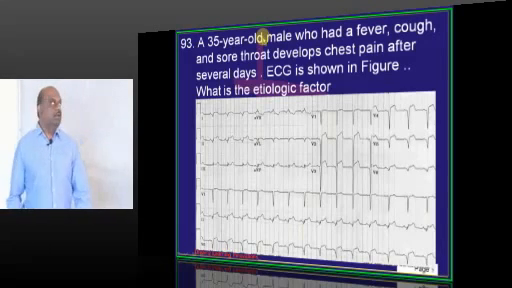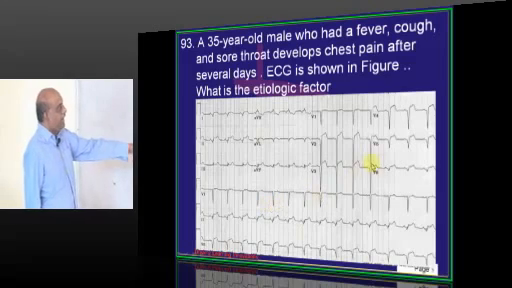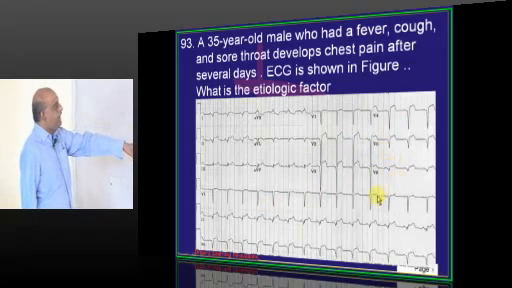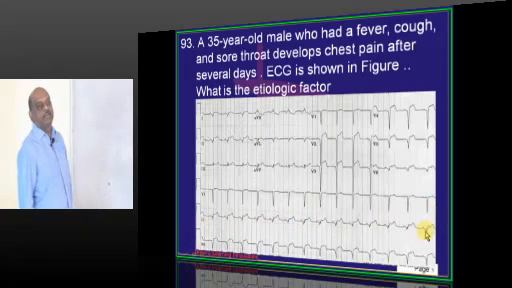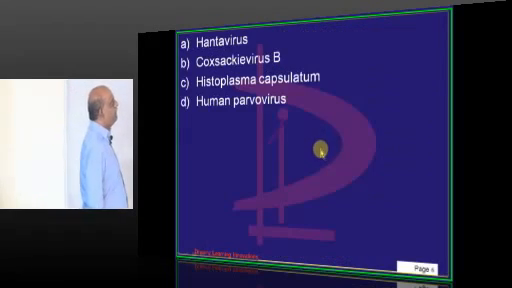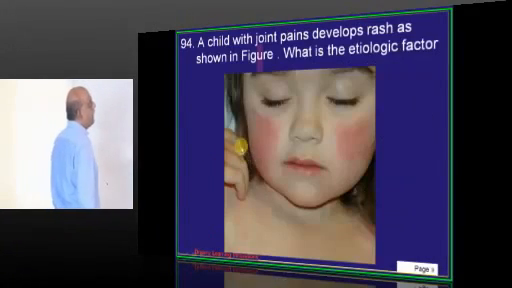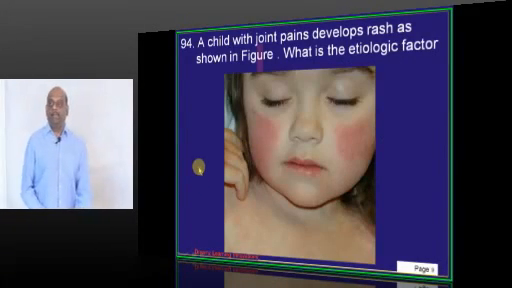A 35-year-old with a fever, cough and sore throat, and ECG is showing ST segment elevation, but it is diffusely present. Such a diffuse ST segment elevation along with the fever suggests myocarditis, and myocarditis is caused by Coxsackie B virus, which you need to remember.